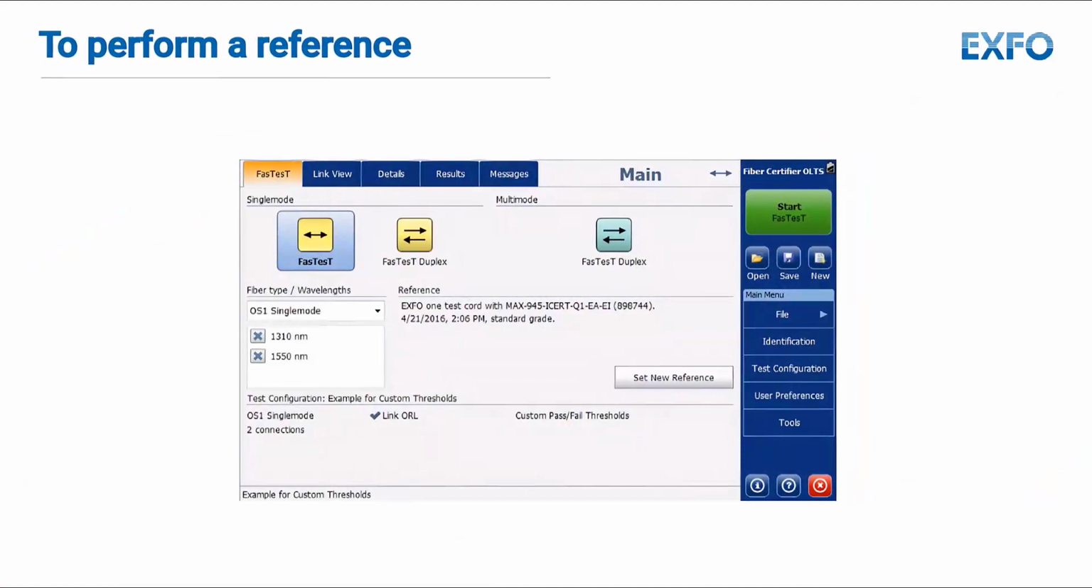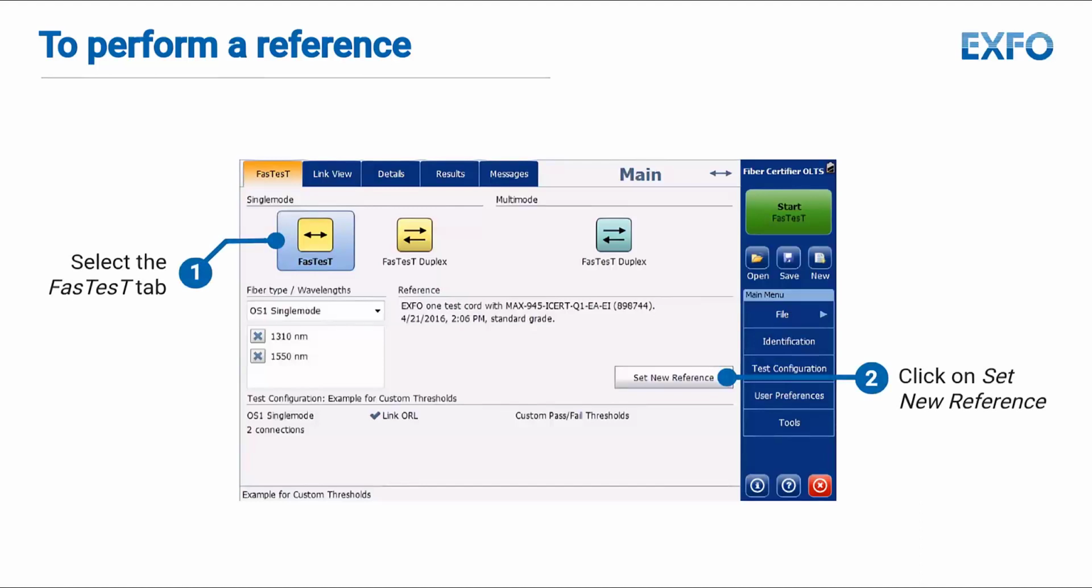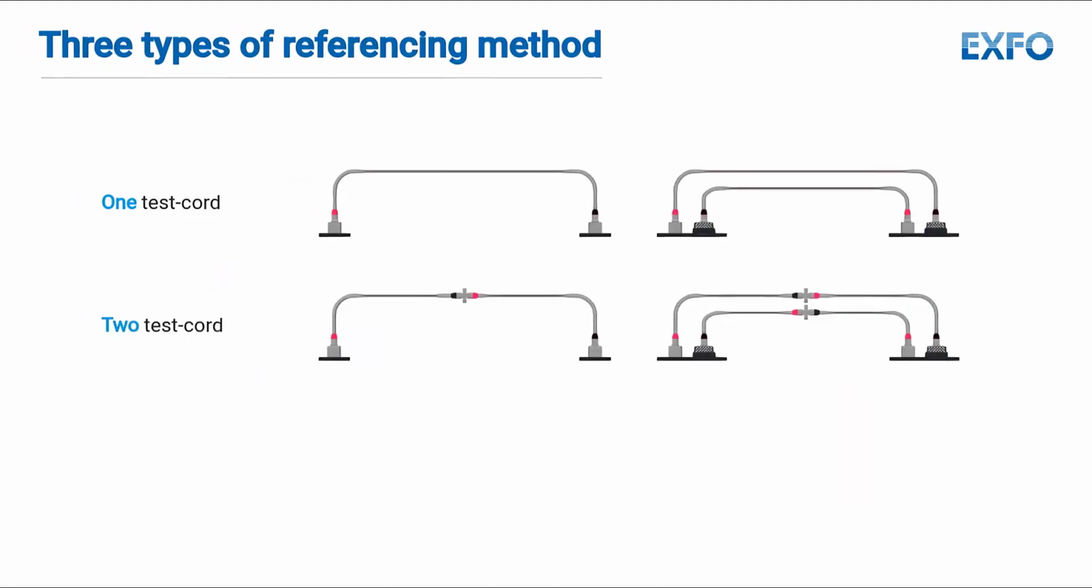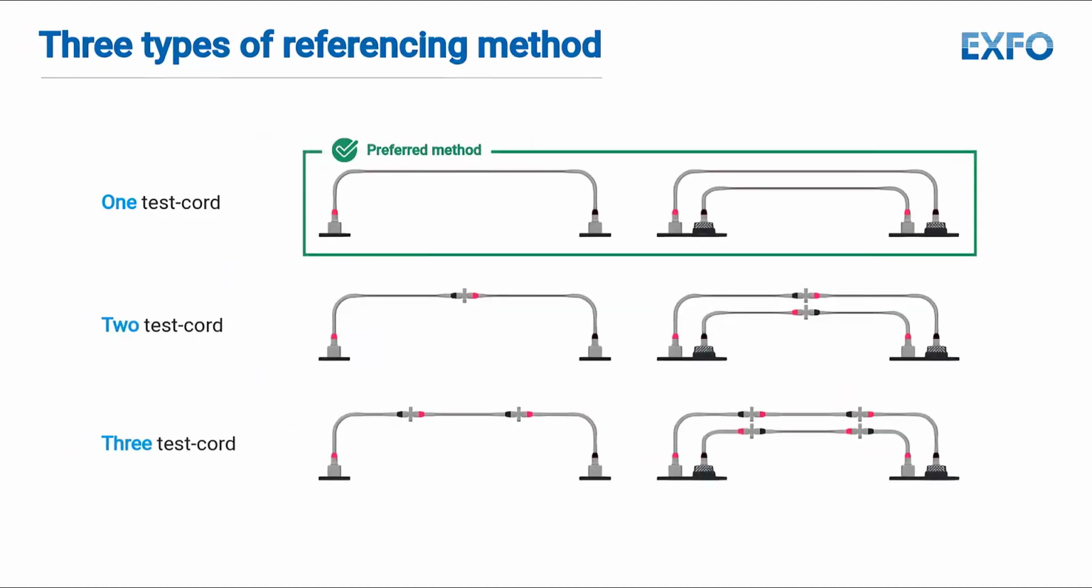To perform a reference with the MAX 945 or FTBX 945, select the Fast Test tab, then click on Set New Reference. This will open a page with various reference methods. Let's explore what these methods are. There are three types of referencing: 1 test cord, 2 test cords, or 3 test cord methods.